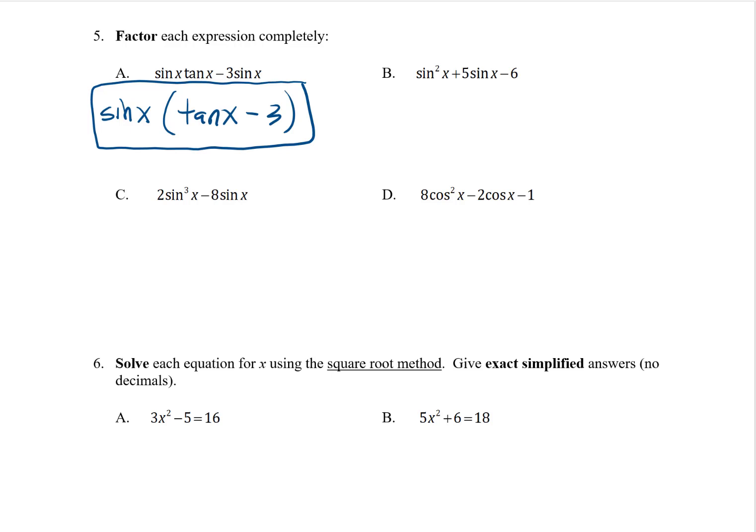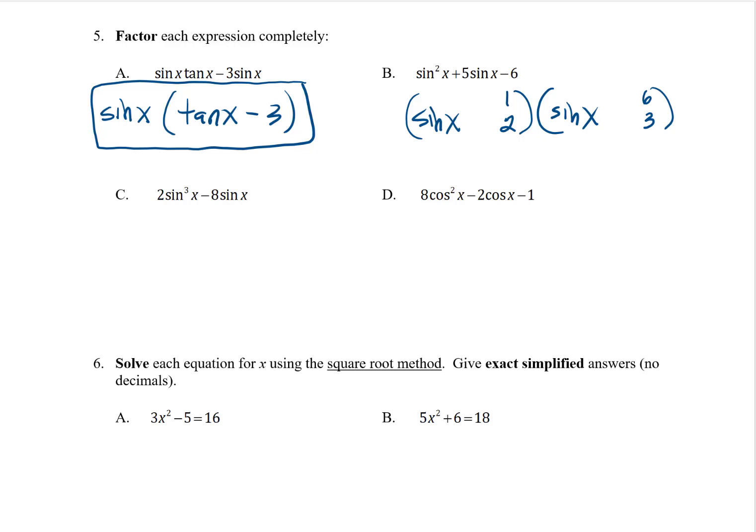Part B. I do not see a GCF. That last term is just a 6, so I don't have anything I can pull out. I see 3 terms. When I see 3 terms, I'm thinking this was somebody's FOIL problem. Sine squared x, there's only one way that that could have happened: sine x times sine x. 6 at the back, let's see, it could be 1 and 6, it could be 2 and 3. Those are interesting choices because I feel like I could make a 5 out of either a 1 and a 6 or a 2 and a 3.